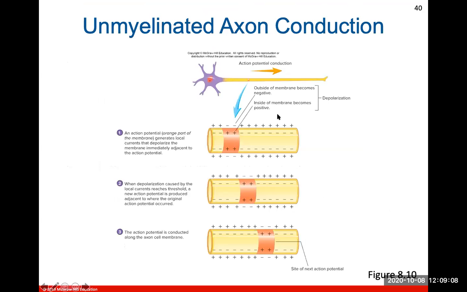So this is just a look at unmyelinated action potential. It'll occur down the entire length of the axon, and this shows how the charge difference changes as the action potential travels down the axon. And again, we call that depolarization when there's a change in membrane potential.